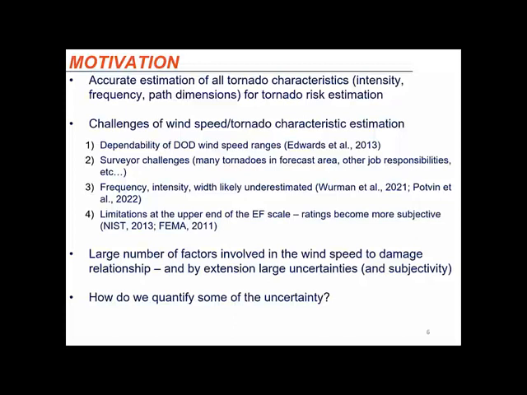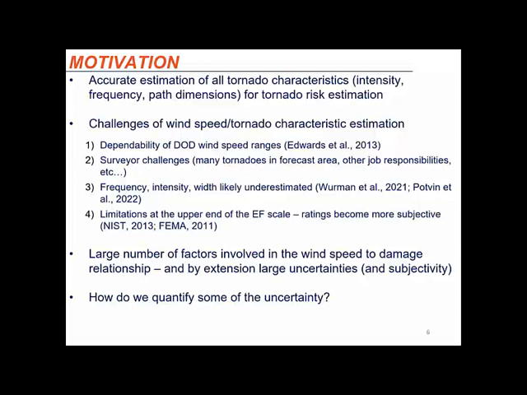But as most of you know, there are a lot of challenges in this kind of wind speed estimation and tornado characteristic estimation, and some of these have come out over the last 10 years or so. One is obviously the dependability of the DOD wind speed ranges, and all the challenges that a lot of you face when going out surveying. You might have a lot of tornado damage in your forecast area from multiple tornadoes, other job responsibilities and things similar to that, which make it difficult to go out and survey tornadoes.